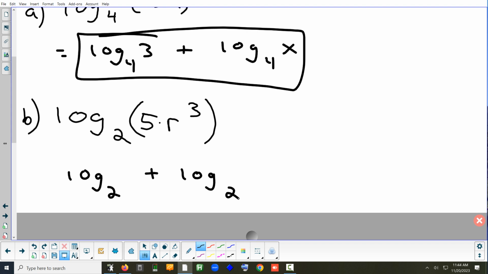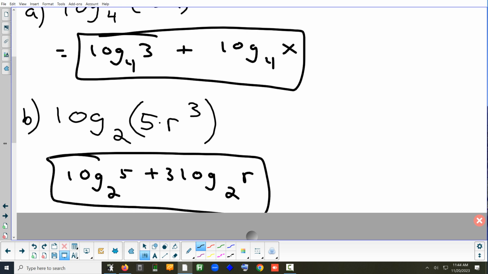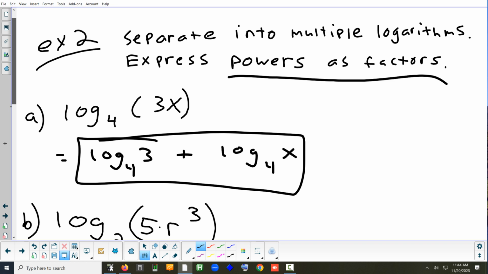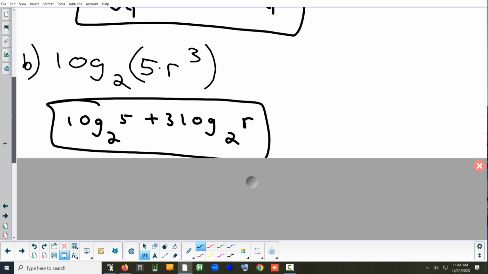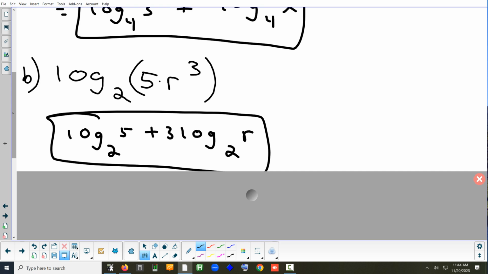Okay, first argument, 5. Now, what would the second argument be? R cubed. Oh, but you can put the 3 in front. We have to put the 3 in front. So it's 3 log base 2 of r. Okay, any question on that? If you don't put the 3 in front, you haven't done the last sentence: express powers as factors. That 3 wouldn't apply to the first one, the log of 5? No, because the 5 isn't being cubed, just the r.